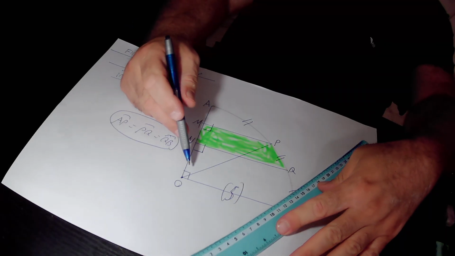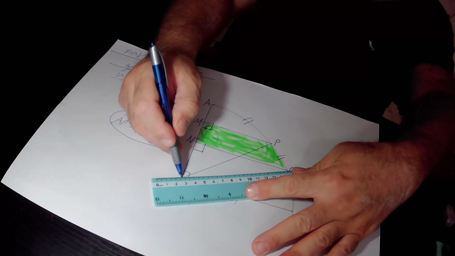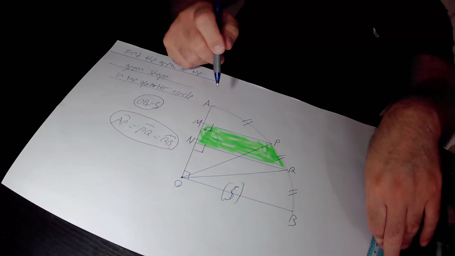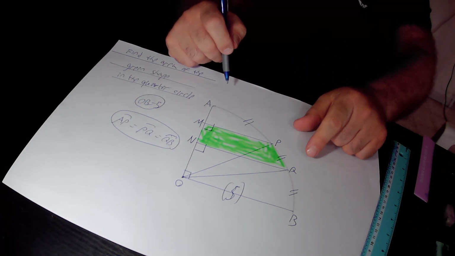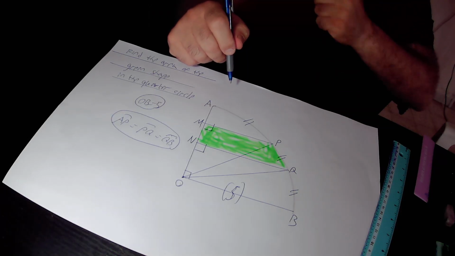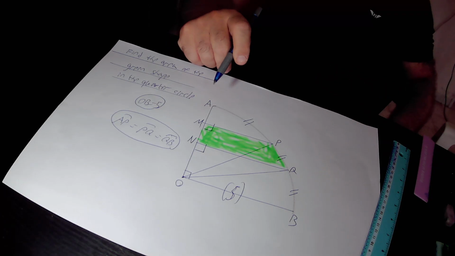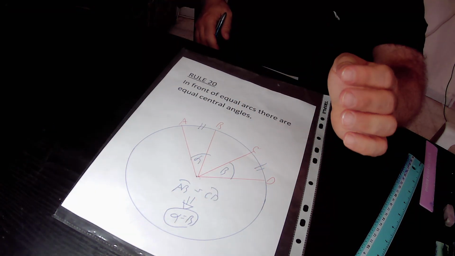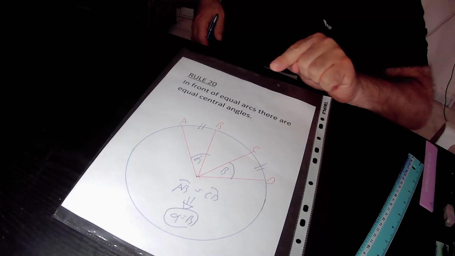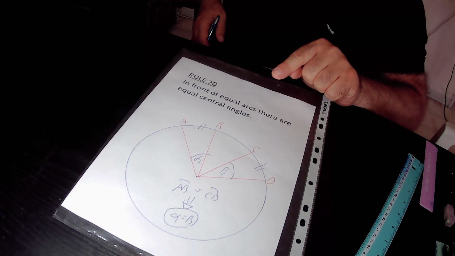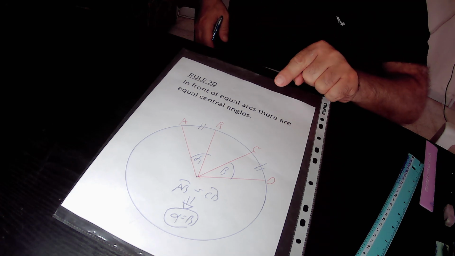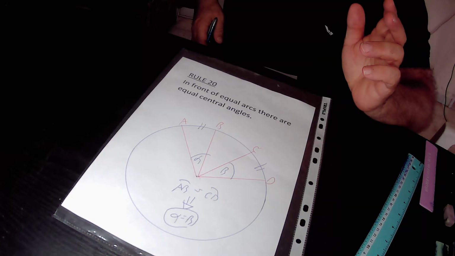We join points O and Q together by a straight line. Because arc AP equals arc PQ equals arc QB, we can implement rule 20. So I repeat quickly rule 20. According to rule 20, in front of equal arcs in the circle, there are equal central angles.